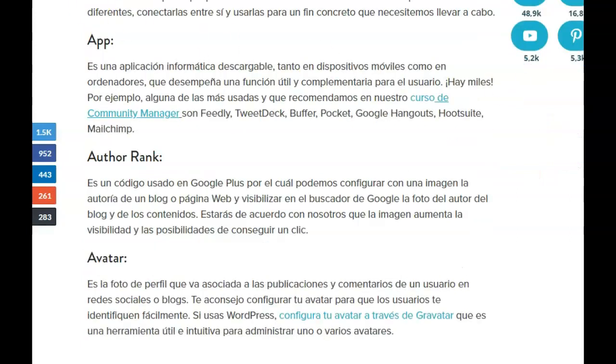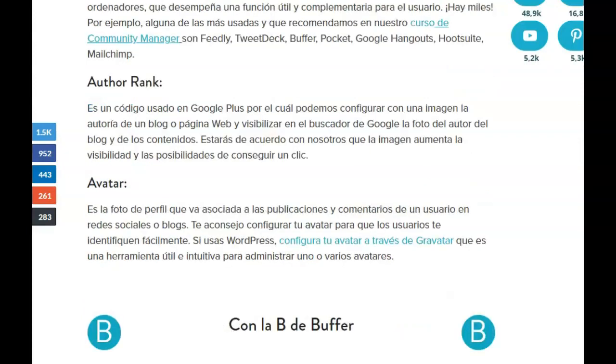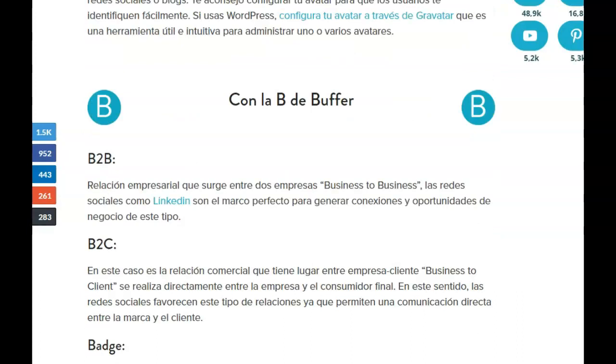So here's app, es una aplicación informática descargable tanto en dispositivos móviles como en ordenadores que desempeña una función útil y complementaria para el usuario. Hay miles, por ejemplo, algunas más usadas que recomendamos. And here it talks about some of the apps. The avatar. También se dice de la misma manera en inglés y en español. And then they're alphabetized here.